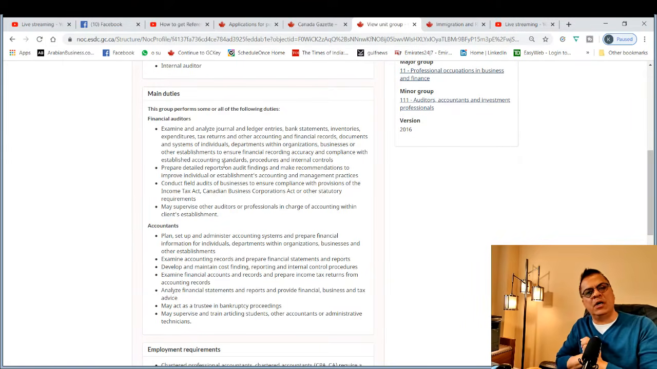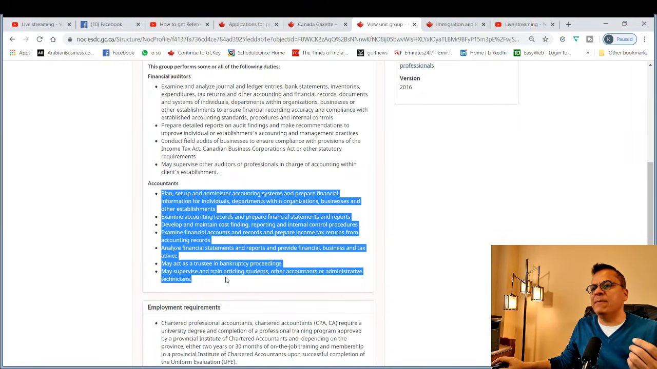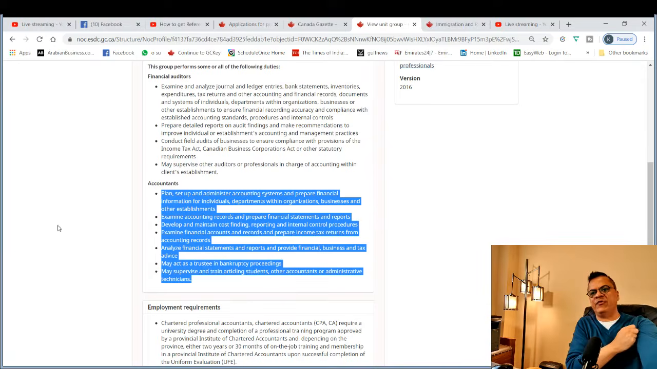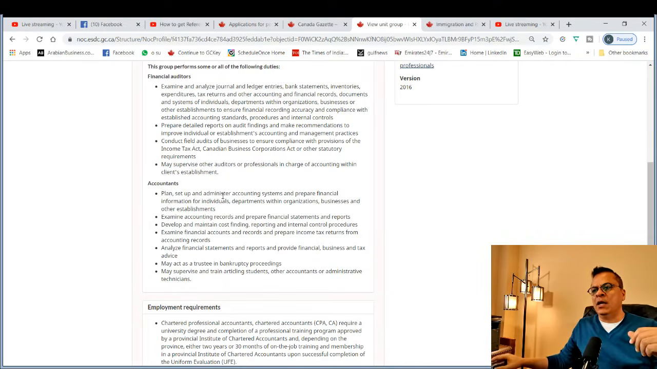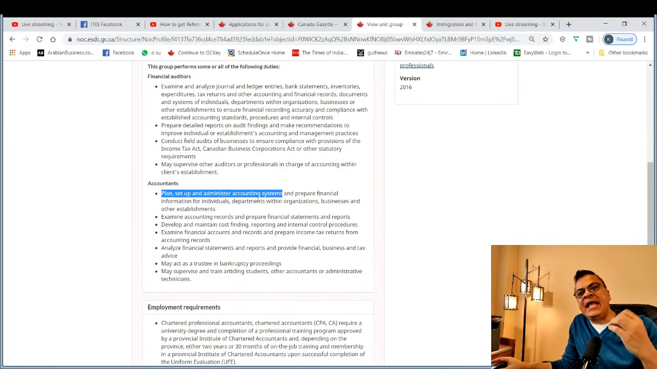So let's come back to this one again. Now let's talk about accountants for this particular exercise, and this is the reference for accountants here. Again, as you will see, it says plan, set up and administer accounting systems. That is the first line. Again, your lead statement activities have been reinforced here. So your reference letter should ideally include these keywords word for word, or you could paraphrase it so that they mean the same. Both are absolutely fine.